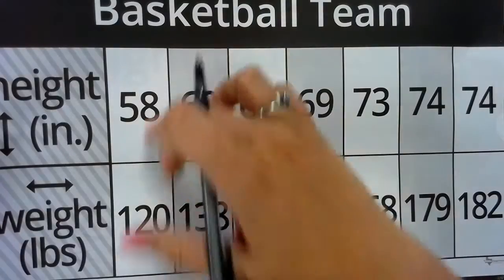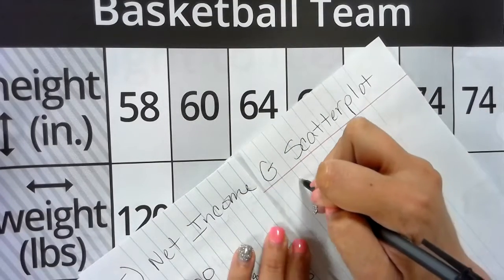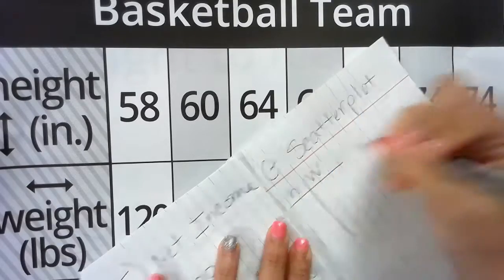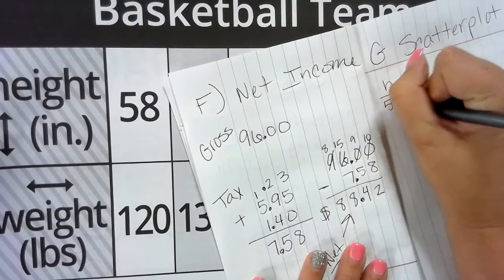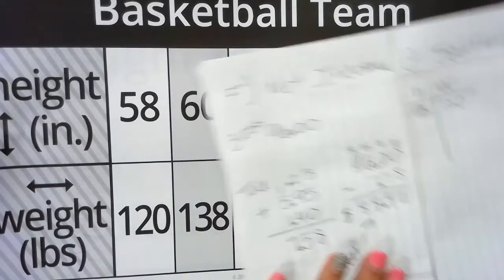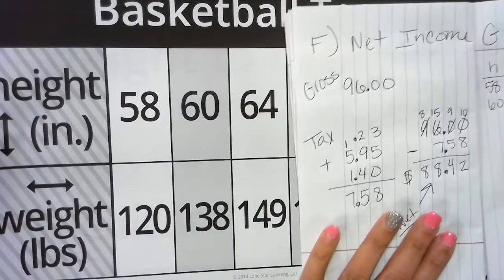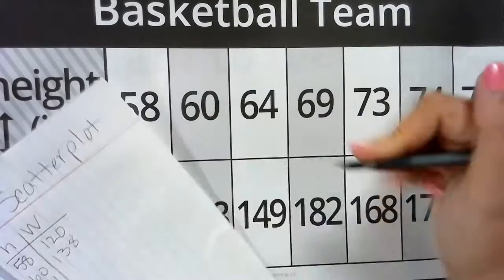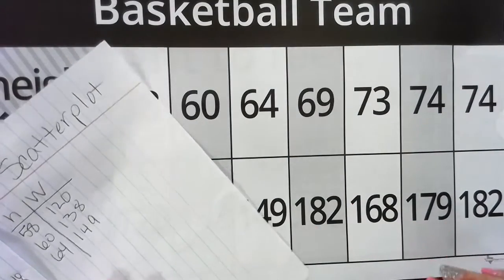So to do this, I'm going to make ordered pairs. What I need to understand here is I can make a T-chart too. Height and weight. Here the height was 58 and 120 was the weight. When the height was 60, that guy was 138. When the guy was 64 inches tall, he weighed 149. I'm just getting all my data down so that it's easier to make my ordered pairs.